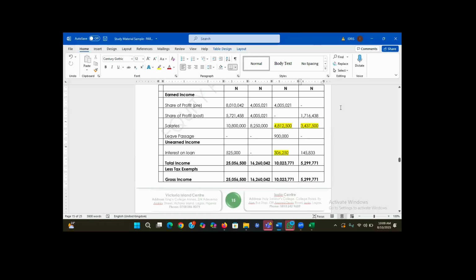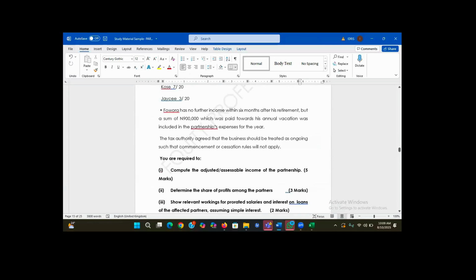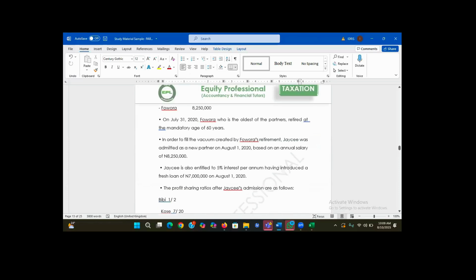Interest on loan. Does JC give a business loan? Yes. Does JC introduce a loan to the business? Yes. How much is the loan? 7 million, at 5% interest.